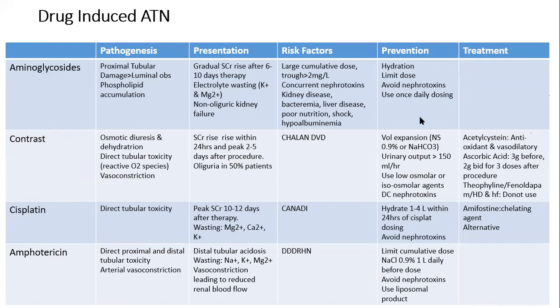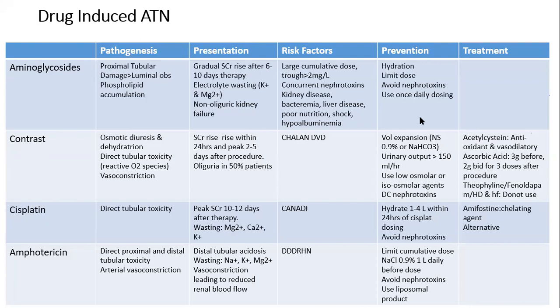Amphotericin causes direct proximal and distal tubular toxicity. You limit the cumulative dose to 2 grams. You hydrate the patient with 0.9% saline, 1 liter before the dose. You avoid nephrotoxins and use the liposomal product. Internationally, the liposomal products have completely replaced the conventional amphotericin.